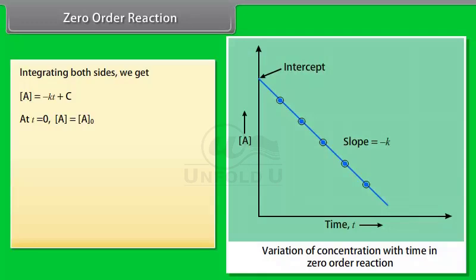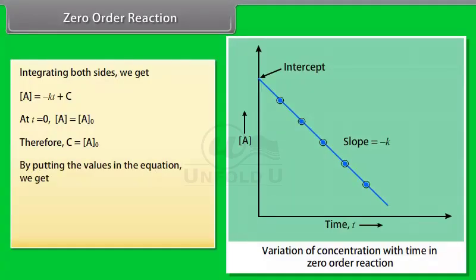At T is equal to 0, A is equal to A naught. Therefore, C is equal to A naught. By putting the values in the equation, we get A is equal to minus KT plus A naught. Or it can be written as K is equal to 1 upon T multiplied by A naught minus A.